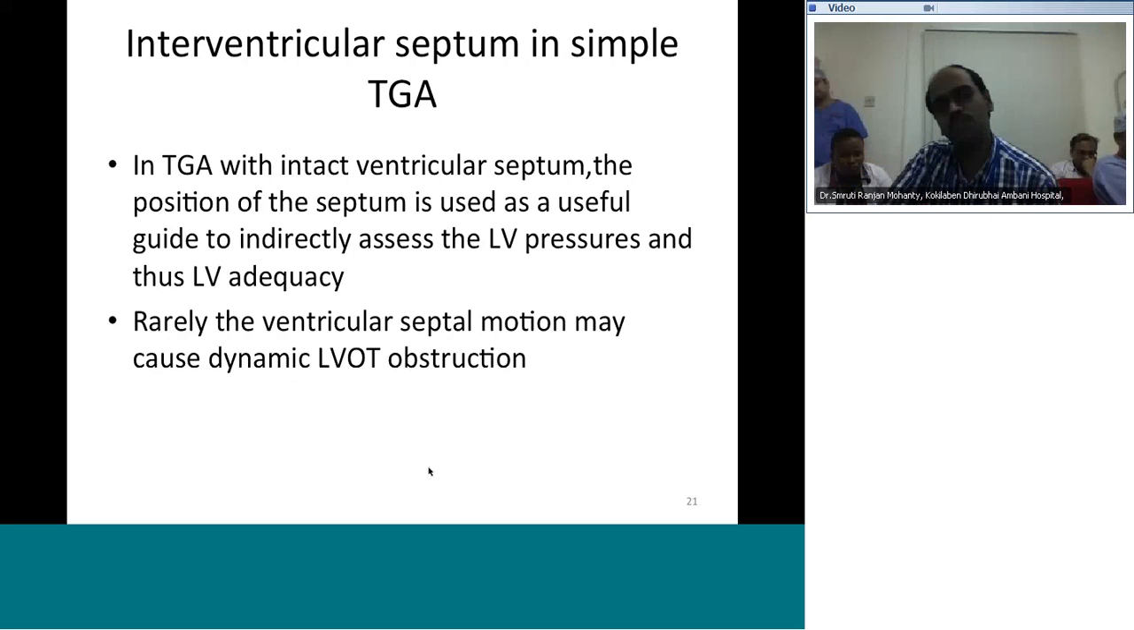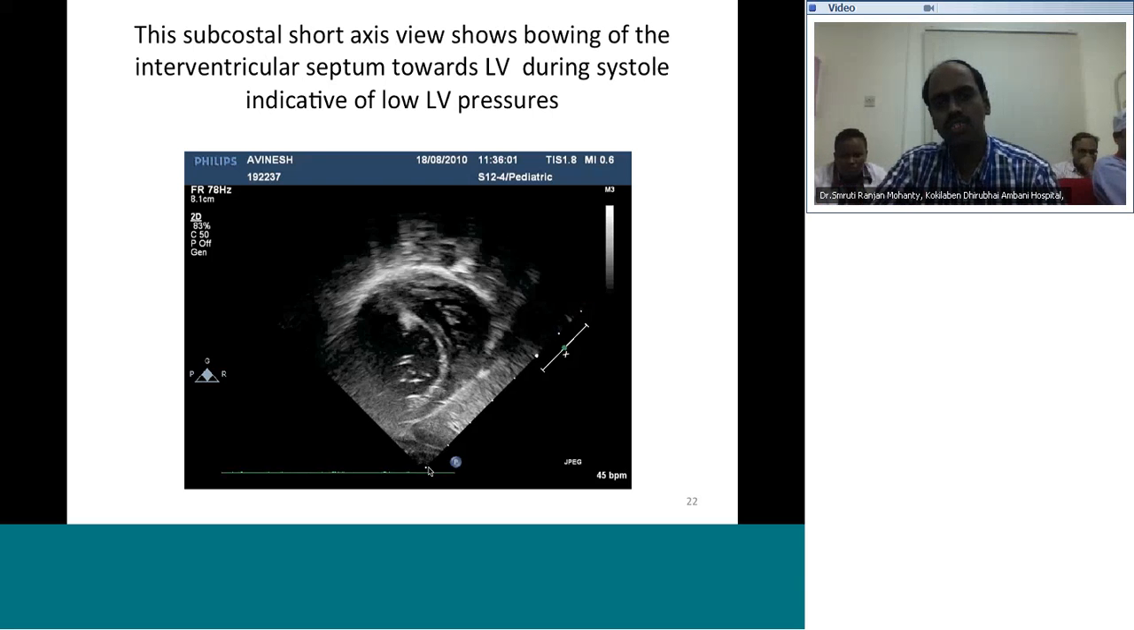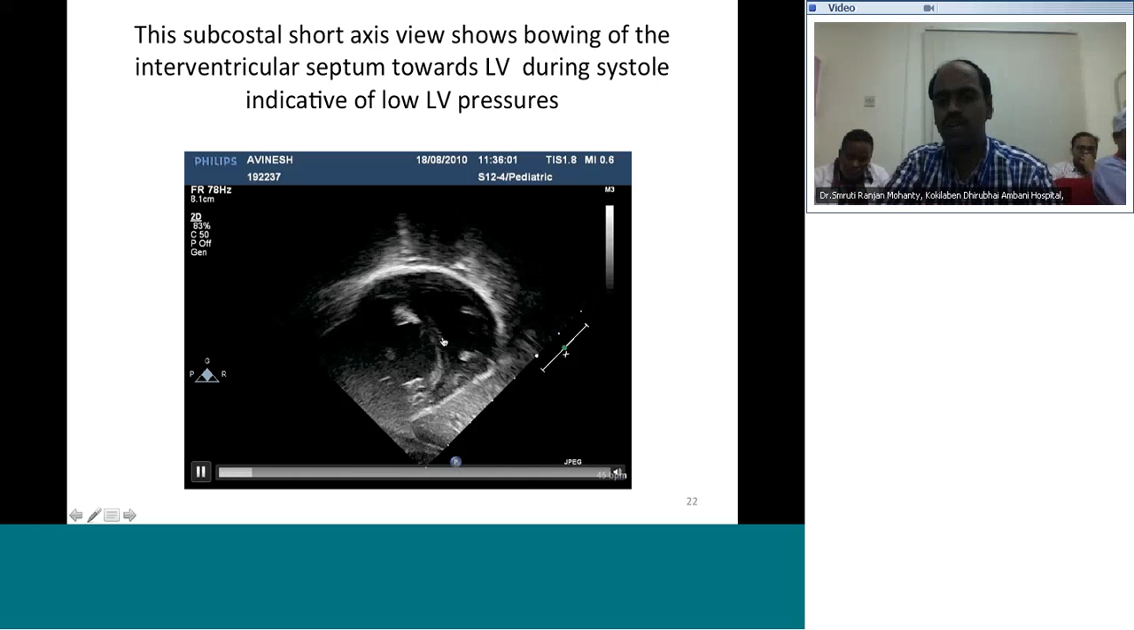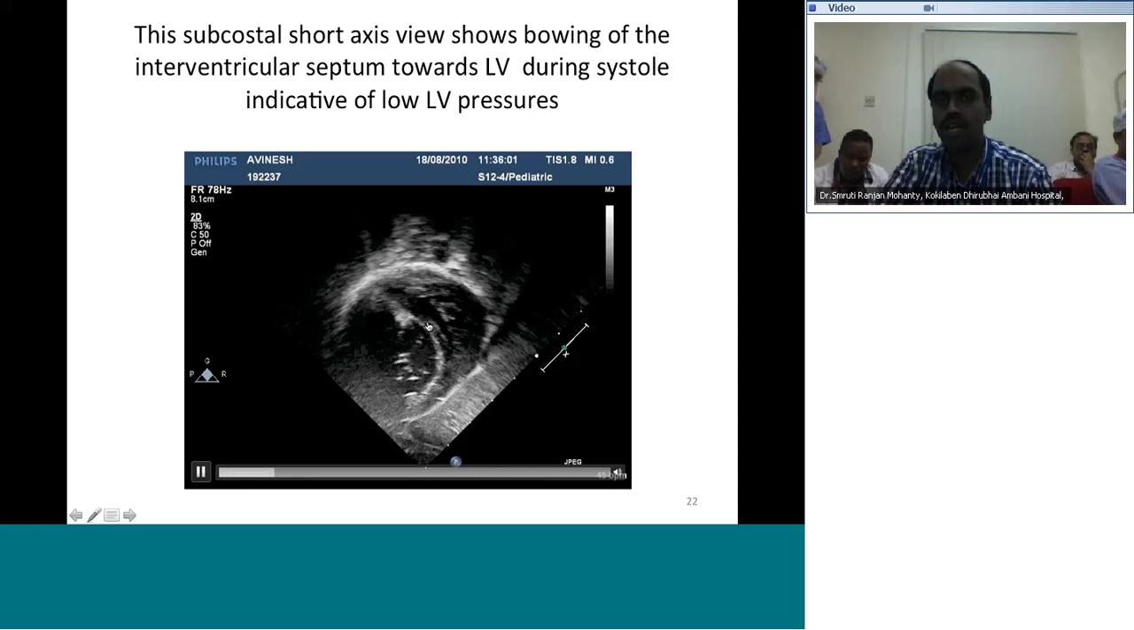Interventricular septum in a simple transposition. In a transposition, the ventricular septum is going to tell us indirectly what the left ventricular pressure is and whether the left ventricle is adequate for an arterial switch or not. And the ventricular septum, if it moves abnormally, may cause dynamic LVOT obstruction. So this is how the interventricular septum will be. This is a subcostal view. The interventricular septum bows into the left ventricle.